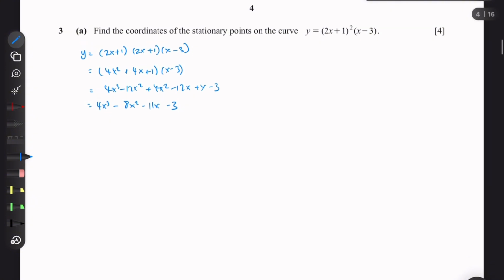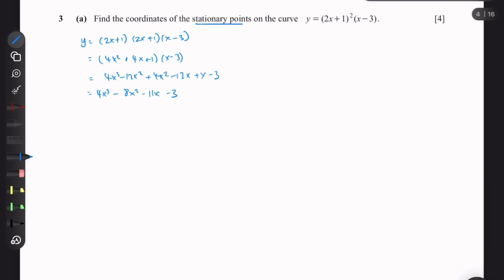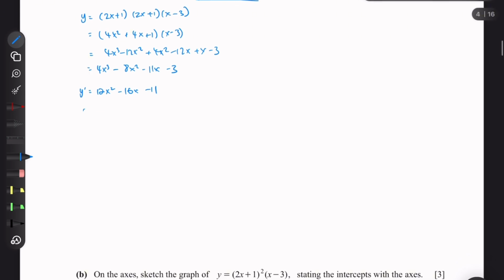Okay, so we need the coordinates of the stationary points, and a stationary point lies on the turning point of a curve where the gradient of the tangent is equal to 0. So we can differentiate the equation and equate it to 0 to find the x values for the stationary points. So let's differentiate. We take away 1 from the power, and this will be the equation, and then equate to 0.